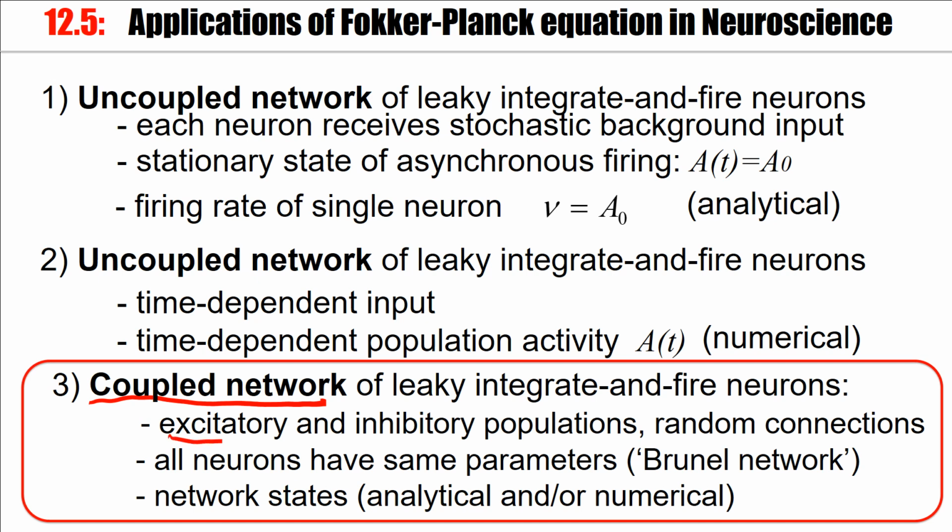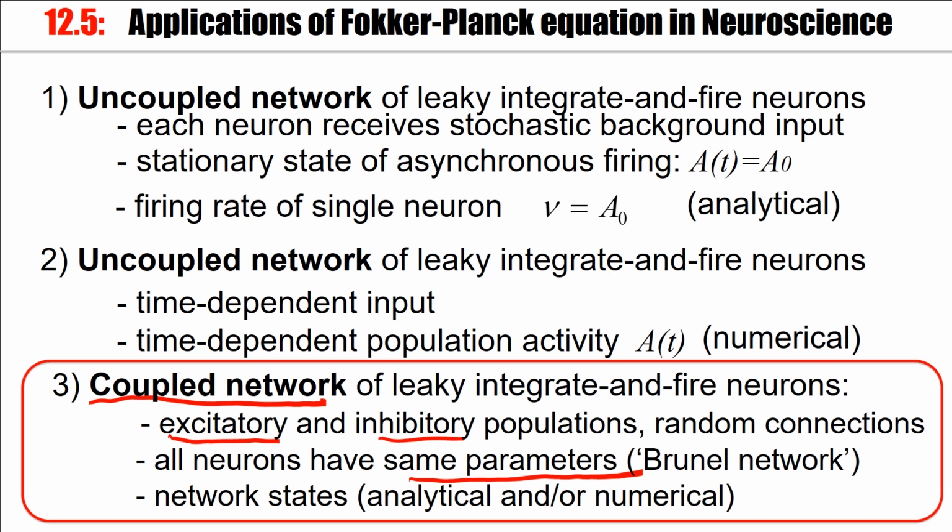Neurons come in two different types, excitatory or inhibitory. Now, all neurons have the same parameters, which means they have the same time constant, the same reset potential, the same threshold, and in principle the same connectivity. The only difference is that one of the populations sends out excitatory spikes and the other population sends out inhibitory spikes.